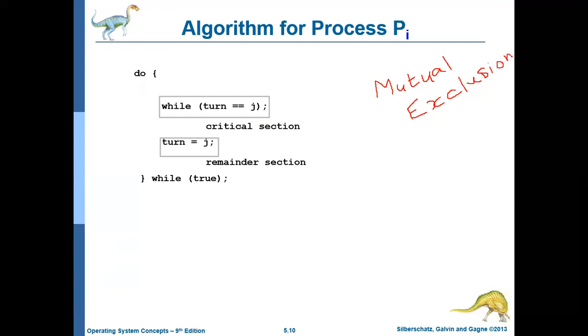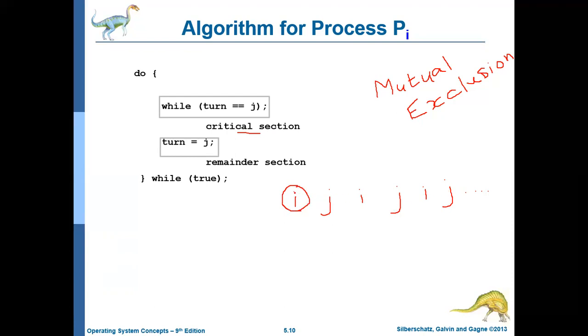So this algorithm achieves mutual exclusion, because if i is executing the critical section, then j won't execute it, and if j is executing the critical section, then i won't execute it. But the drawback of this algorithm is that it strictly follows an order. First i executes, then j, then i, then j, then i, and then j. It keeps going this way. It strictly follows this order. It can be either ij or ji, but it follows that order.